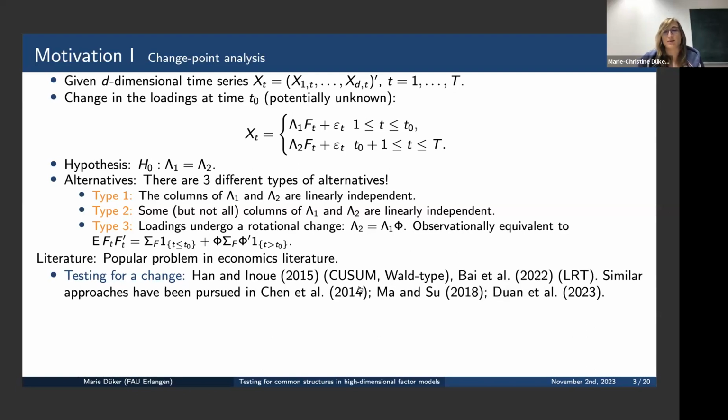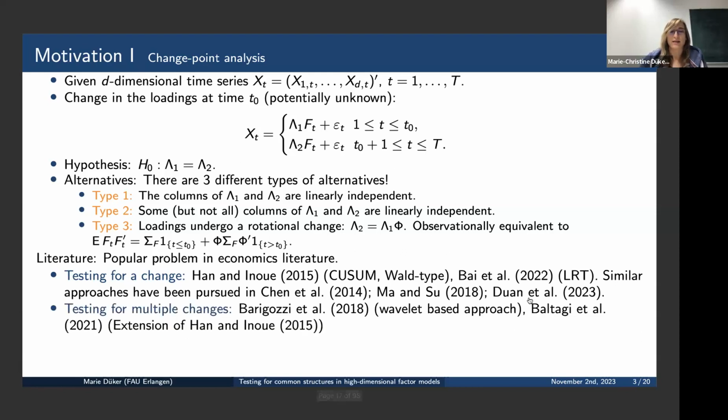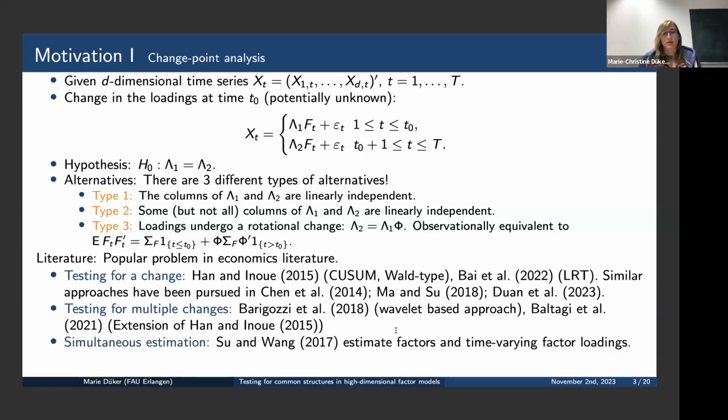And then there was a ton of other literature, which is similar to this kind of test, but basically answering questions like, what if we have multiple changes, or proposing different approaches based on a wavelet-based test statistic. And the other thing is that people have been trying to simultaneously estimate time varying loadings and the factors. And there's always the question of how do I estimate the number of factors? And people have considered how the number of factors can also change, and so on and so on. So there's been a ton of this literature.